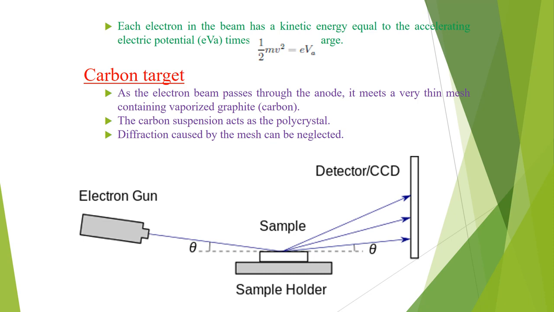Here is a pictorial diagram in which the electron gun is shown on the left, which produces an electron beam that strikes the sample at a certain angle, and after striking the sample, this beam can be scattered at different angles because of the planes present in the sample, and then this scattering, known as the diffraction pattern, can be recorded on film or by a detector.